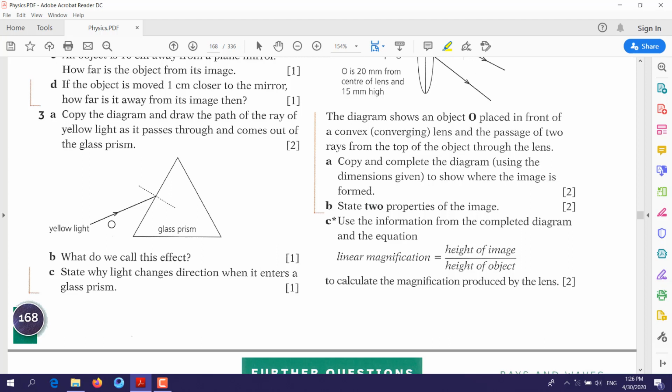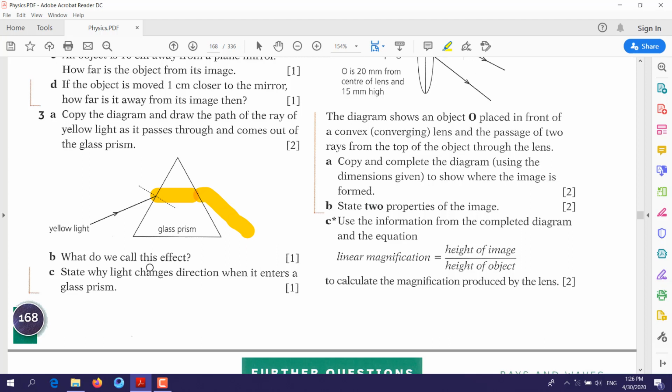It says when a light travels from air to prism, see what will happen here? It will bend toward the normal. So the direction will be in this way, a straight way. Then again, what will happen? Also it will bend in this direction.